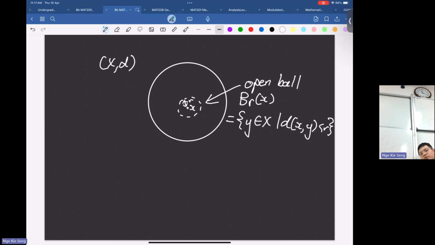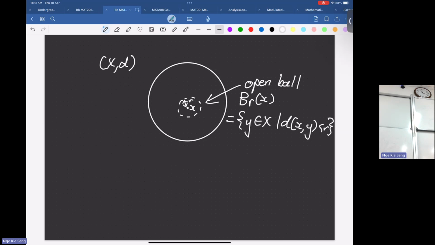Like what I showed you yesterday, this ball might not be round. It could have a different shape, depending on your metric. For example, the Euclidean metric on Rn gives you the sphere, and the sup norm in R2 gives you the square. Yesterday we drew it.